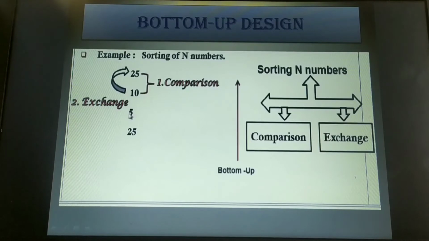Again 25 will be compared with 5. After the exchange, I would get 10, 5 and 25. Again 5 is compared with the first element, that is 10. Like this, I concentrate on the data rather than following any kind of procedure. First I will build the comparison code, then I write the code for the exchange, then I link it to my main program, which is the sorting of n numbers. So this is how the bottom-up approach is followed by OOPS concepts.